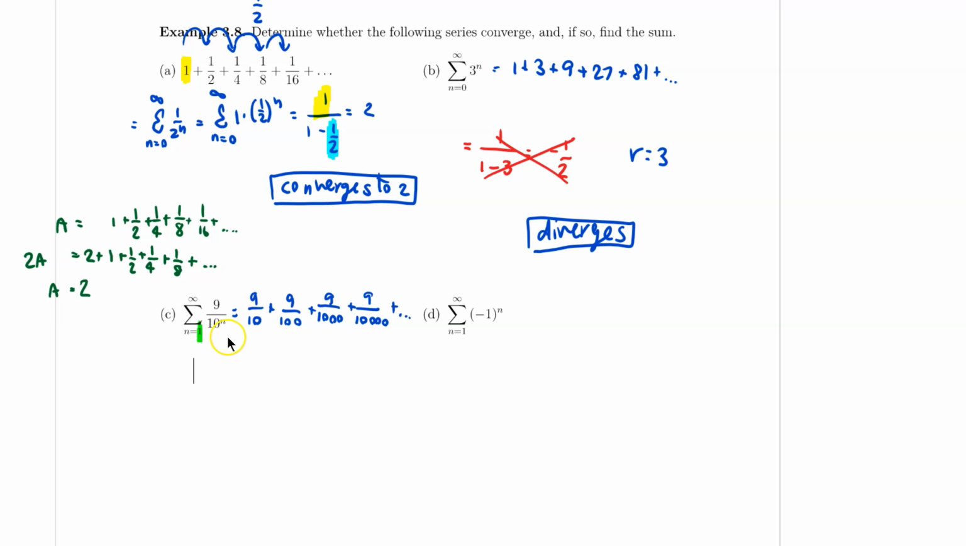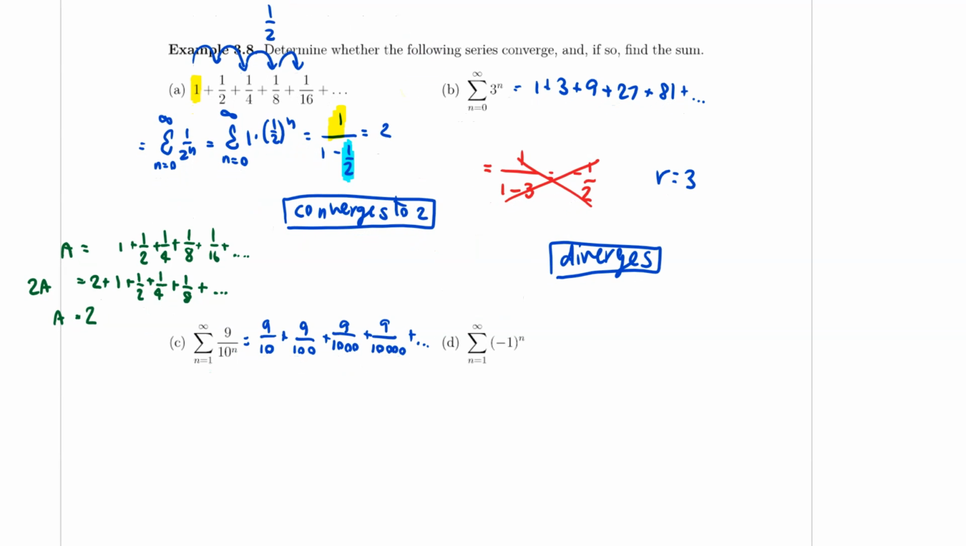I can just use the formula a over 1 minus r, seeing a as just the first term, and then my r is going to be the ratio. So the first term that we see is going to be 9/10, and then the ratio is going to be just 1/10. Notice how the absolute value of 1/10 is less than 1, so that means this guy is going to converge, and I can use the formula.